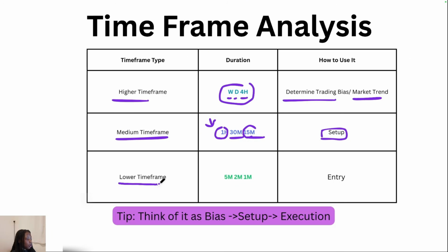And then your lower time frames, such as your 5 minute, 2 minute, 1 minute, are mainly used for entries. So you want to think of it like this so you can remember it. You have your bias, and then you have your setup, and then you have your execution, level to level. Bias, setup, execution. A nice analogy is when you have a group of friends and you want to go out, you first agree on a destination, and then you most likely all take the same route and you drive on the same road, same path, same direction. So it follows a sequence.